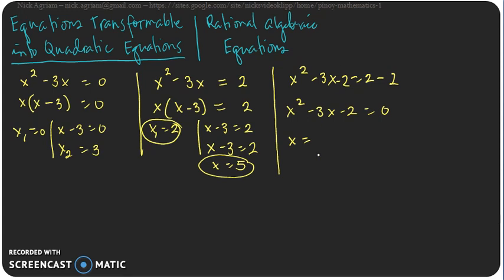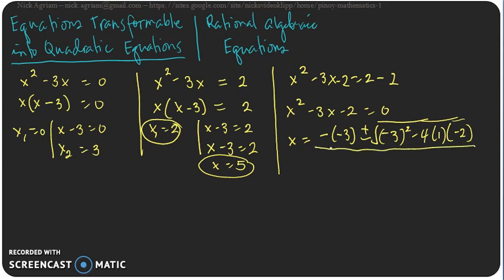Then what you can do is you can use either factoring or the quadratic formula. I will use the quadratic formula now. We have negative b, which is negative 3, plus minus the square root of negative 3 squared minus 4 multiplied by 1 multiplied by negative 2, divided by 2 times 1. Then we have x is equal to 3 plus minus the square root of 9 plus 8, that is 17. Then we divide by 2.